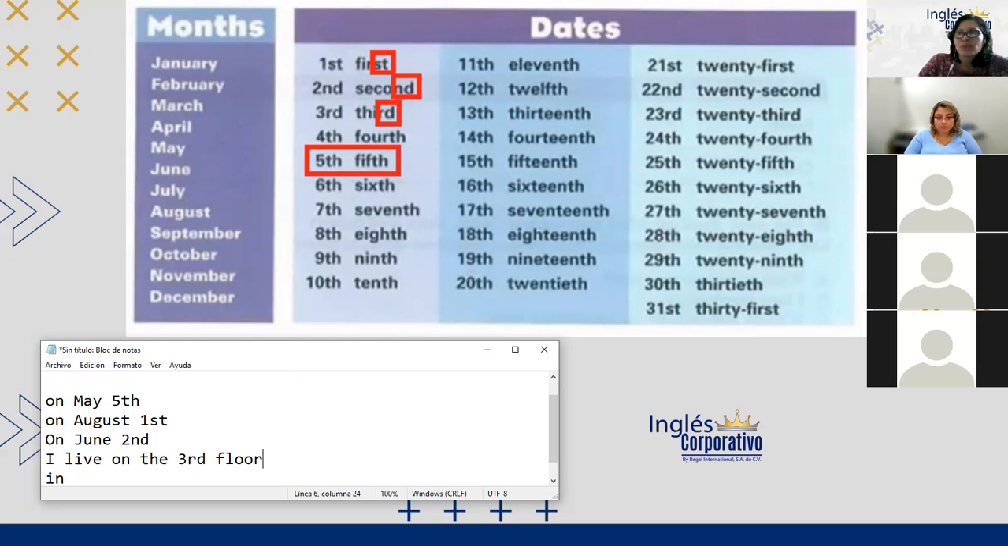Now, teacher, ¿y pues de qué otra forma expreso la fecha? Bueno, that's the North American way, right? And we have also the British, you know, the way they write the date. Right, give me 1 second.